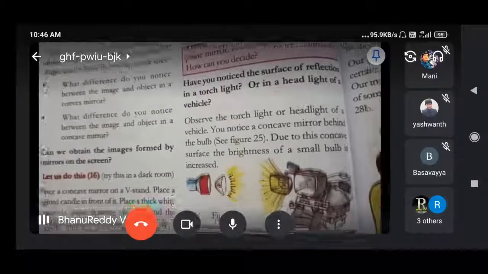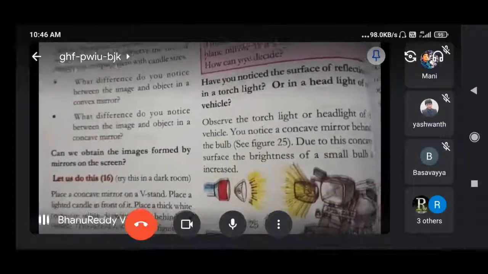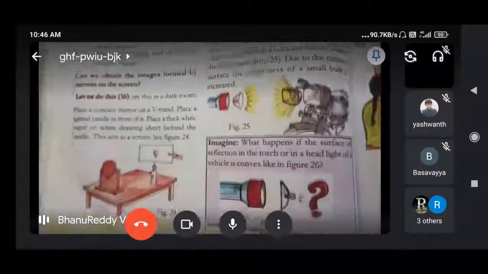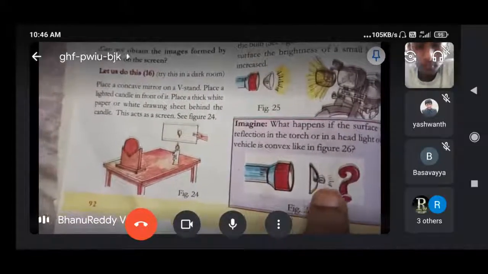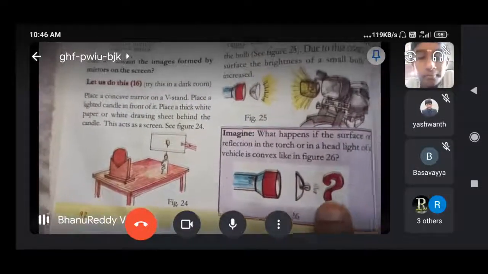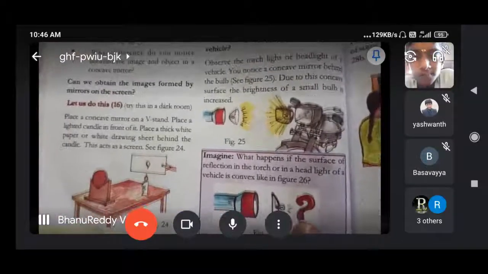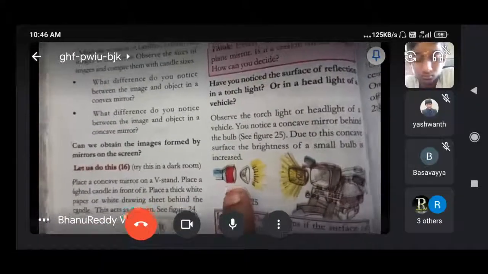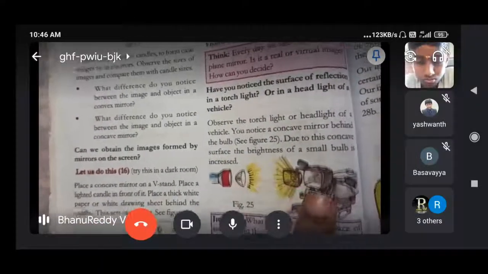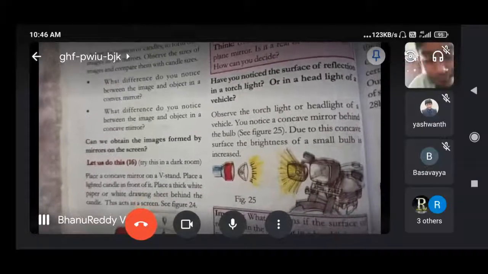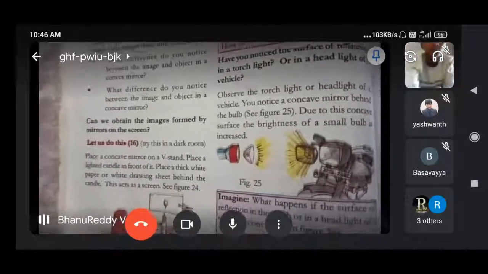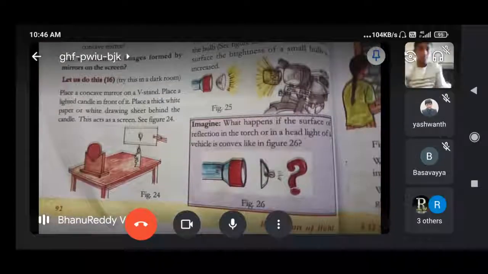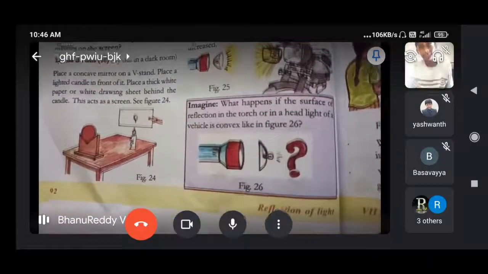Due to the concave mirror behind the bulb, due to this concave surface, the brightness of the small bulb will be increased more. If we use a bulged out surface, what will happen? Bulged out means small, only a small surface it will select. Light cannot reach the larger surface area. Okay? Only concave is suitable for torchlights and vehicle headlights. The small bulb's brightness is increased and gives more brightness. If we use a convex in the place of that, it will cover only a small surface area. The brightness covers only a small surface area.